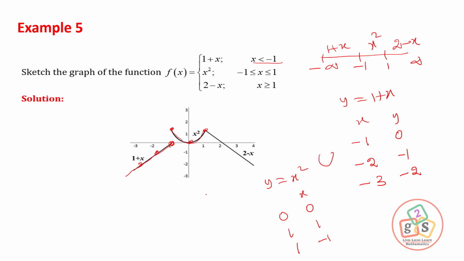And finally, when x is greater than 1, the function is y is equivalent to 2 minus x. So x is 1, y value is 1. We put x is equivalent to 2. What do you get? The y value is 0. So we plot this 1 comma 1 here, and 2 comma 0, x is 2, y value is 0, and so on. We can get this line. So this is the graph of the given function f of x.